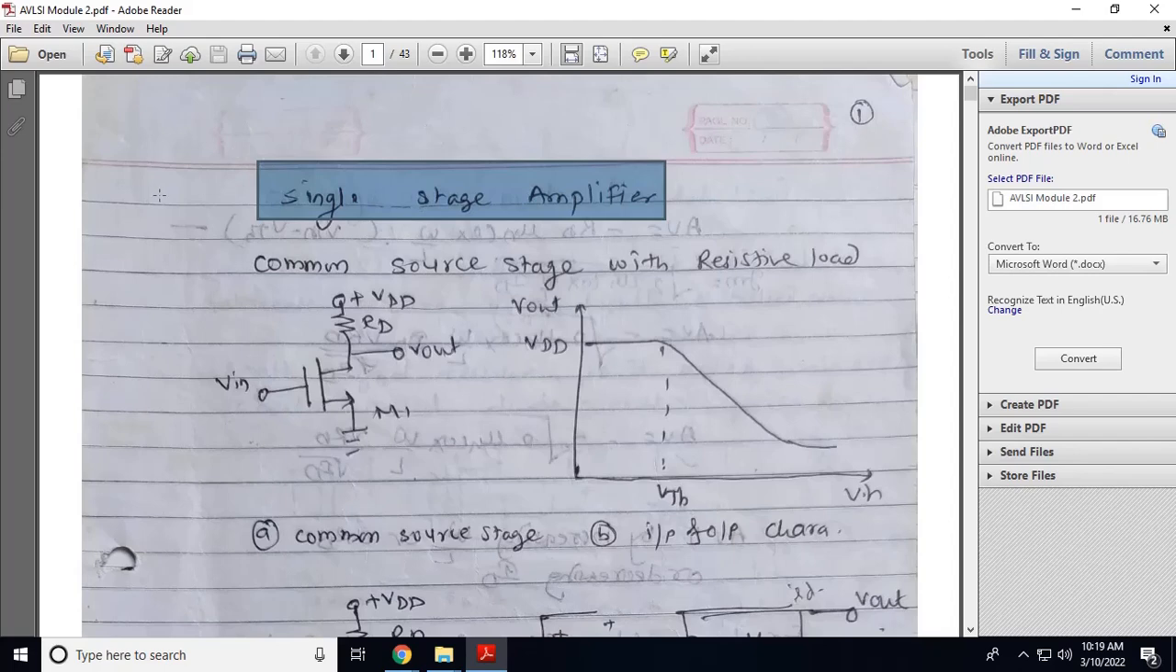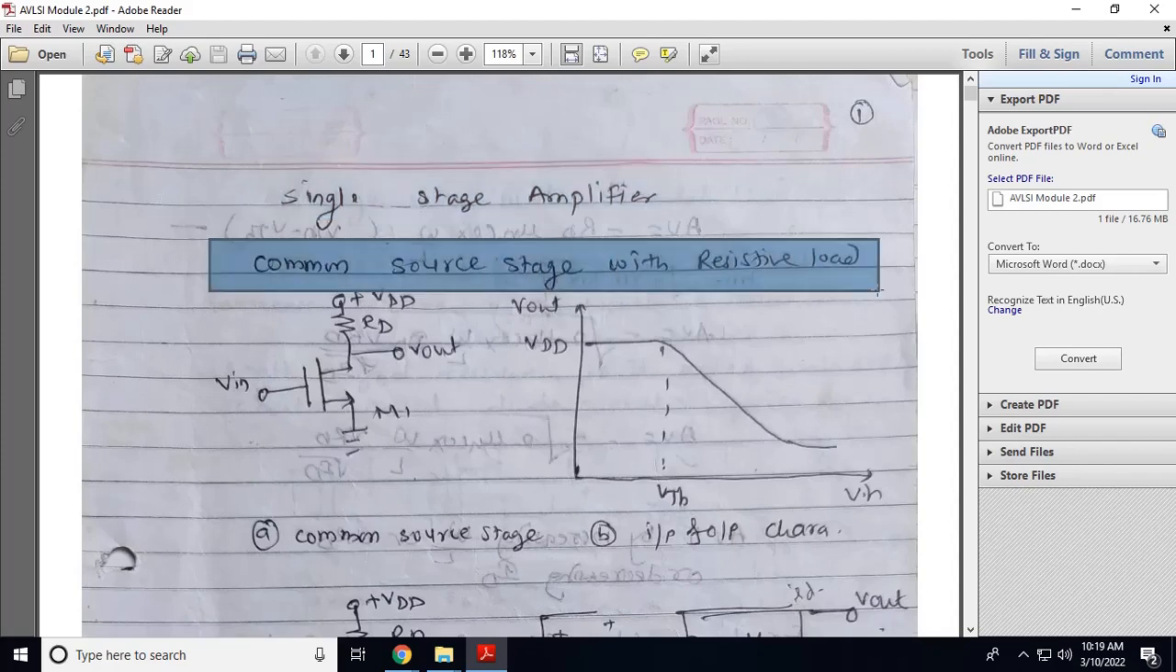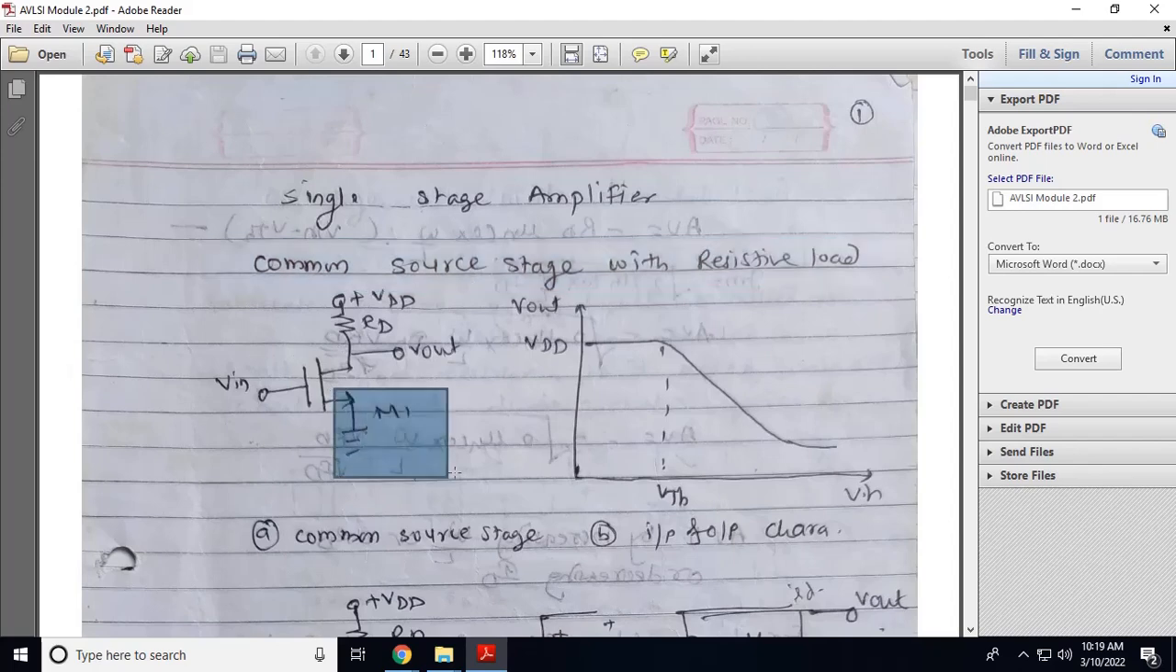There are various configurations of the NMOS or PMOS amplifier: common source stage, common gate, and common drain amplifier. First we will discuss a common source stage with a resistive load. In a common source amplifier, the source terminal is common between input voltage and output voltage. We apply the input to the gate terminal of the MOSFET and output is measured at the drain terminal of the MOSFET. We are using a resistance as a load. So this is a common source stage with a resistive load.